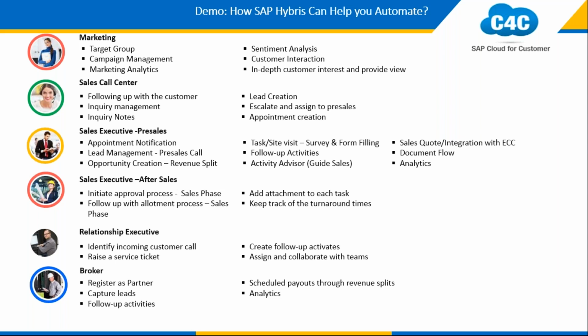So in C4C, exclusively sales and service, you have a marketing feature which covers target groups and campaign management. You have marketing analytics, you have sentiment analysis, and you have customer interactions and an in-depth customer interest profile view. This is for reporting purposes. So these are the features captured in the marketing process in SAP C4C.